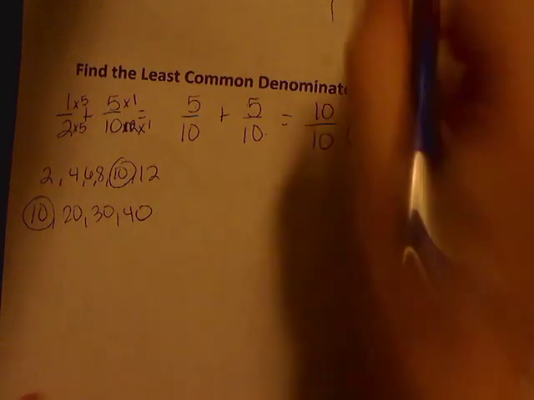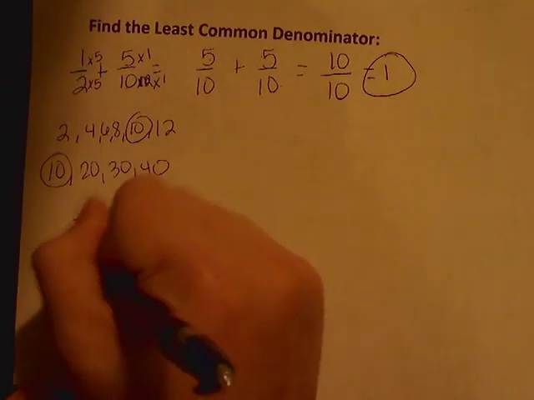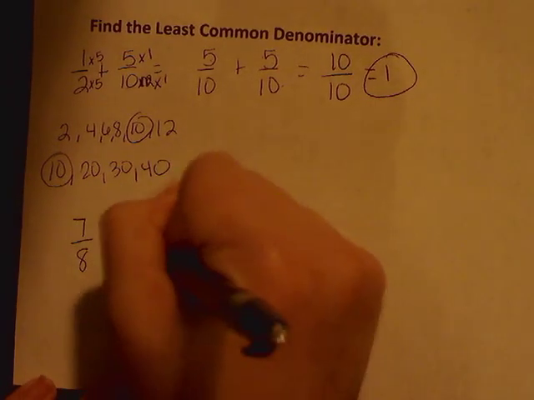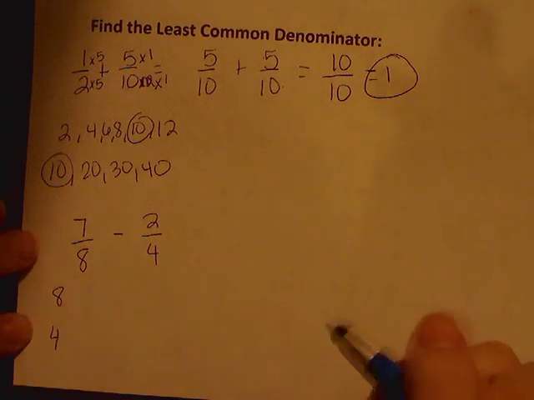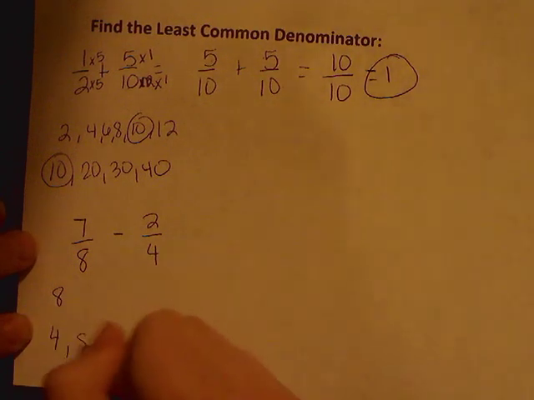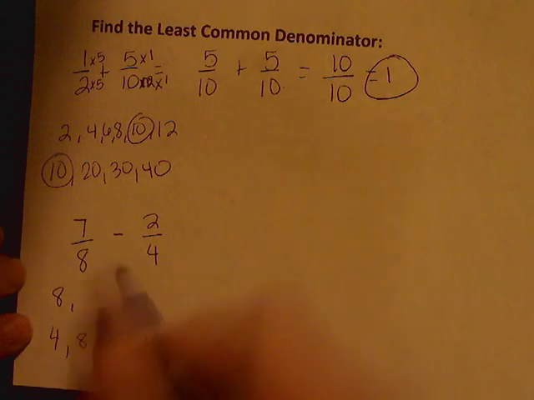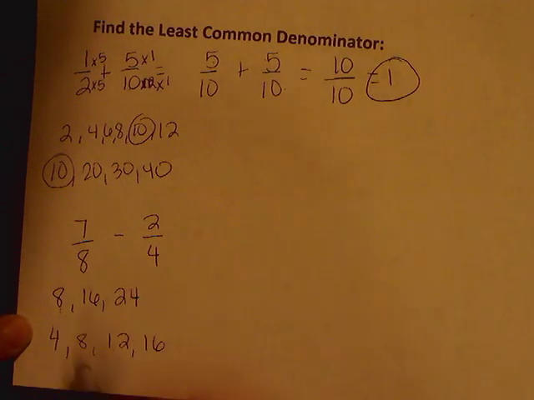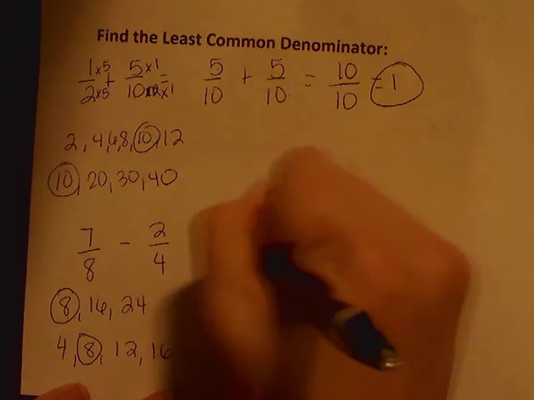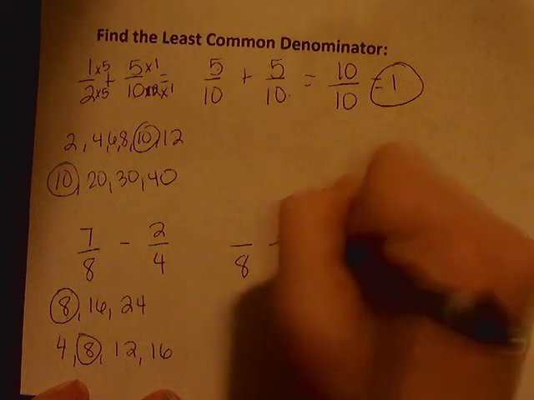So let me go ahead and do the 7/8. We're going to do the 7/8 minus 2/4, finding the least common denominator. I lay out my 4 and 8, and I list all of the multiples. So it goes 4, 8, 12, 16. Then I go 8, 16, 24. Well, I can already tell that 4 and 8 share 8 as a multiple. So that means my new denominator, which is going to be my least common denominator, is going to be 8.